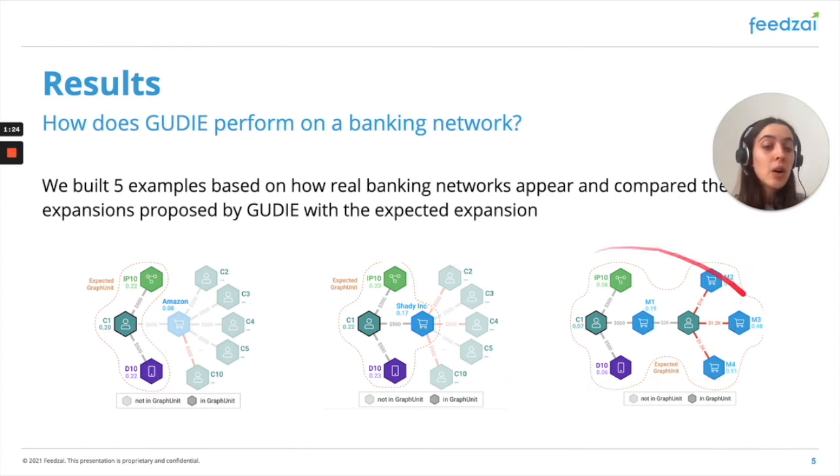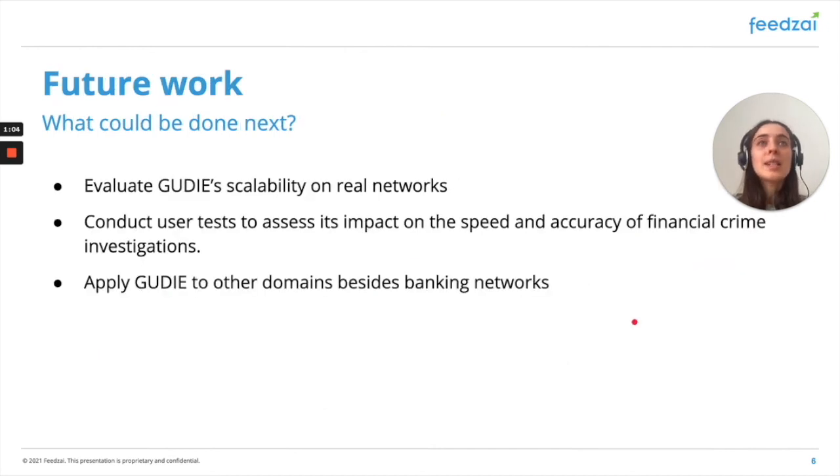And GUDIE can also expand to highly interesting areas through low interest nodes. So even if you start in a low interest area, you can find interesting areas around that low interest area through low interest nodes. As next steps, we can evaluate GUDIE in terms of scalability using real networks. We can perform user tests on analysts and even apply GUDIE to other domains.